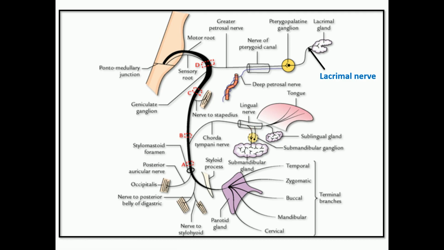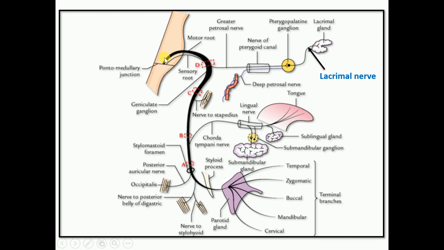There is one mechanism: the secretomotor fibers of the pterygopalatine ganglion, which carries the secretomotor fibers for the lacrimal gland. So this diagram shows how secretomotor fibers supply the lacrimal gland. The fibers initially start from the brain stem, present within the cranial cavity, right? There are three parts of the brain stem from above downward: the midbrain, pons, and medulla oblongata.